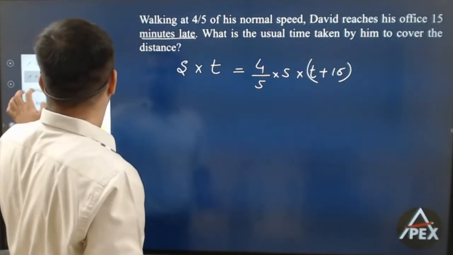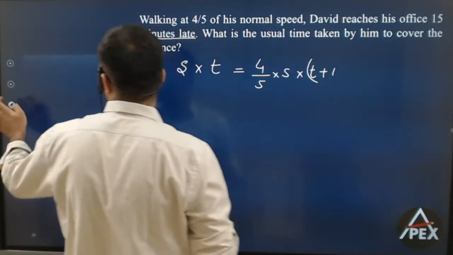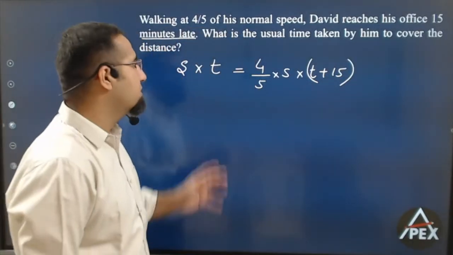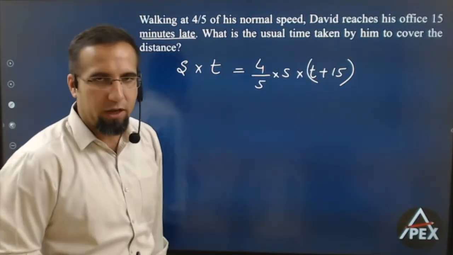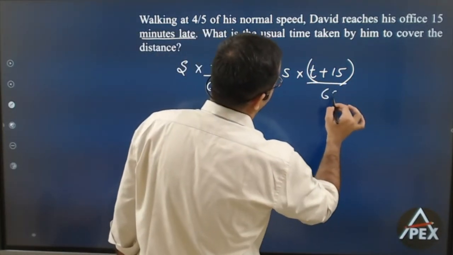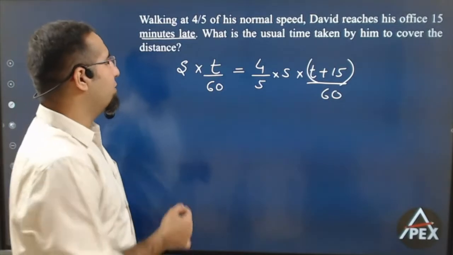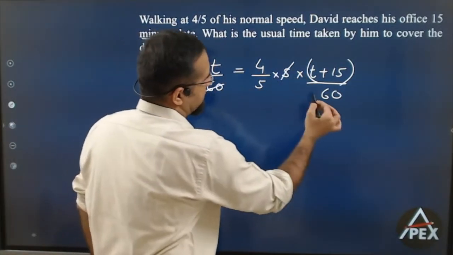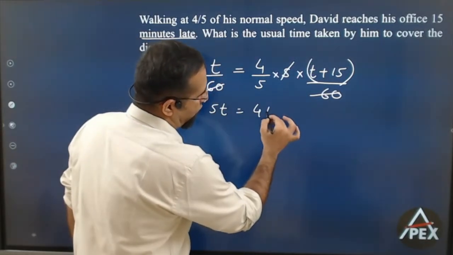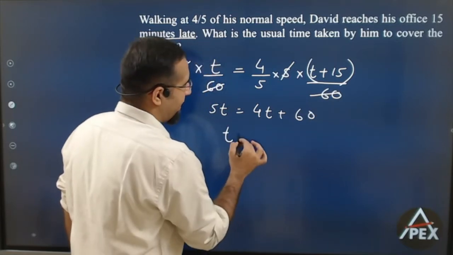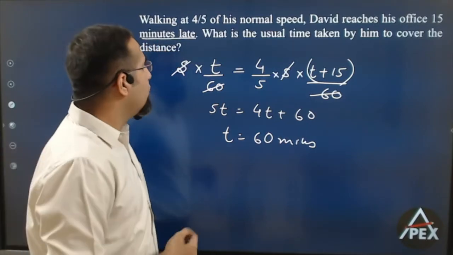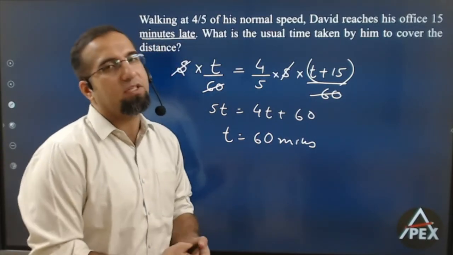Now we need to understand this very clearly, guys, that till the question is not asking us the distance, taking minutes and minutes will not affect our answer. But on a safer side, let's divide this by 60. Clear? So what am I looking at? S gets cancelled, 60 gets cancelled. Let's cross multiply. We get 5t is equal to 4t plus 60, or we get the value of t is equal to 60, and we have assumed t is minutes. So therefore, usual time taken by him to reach the office is 60 minutes.